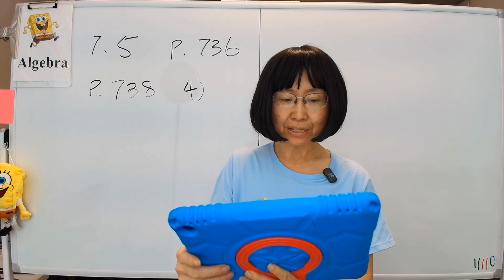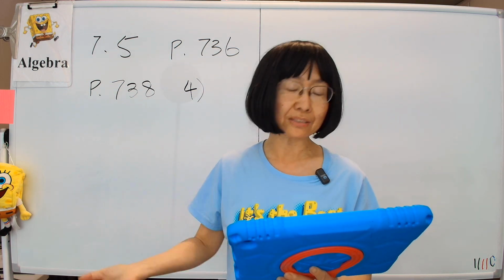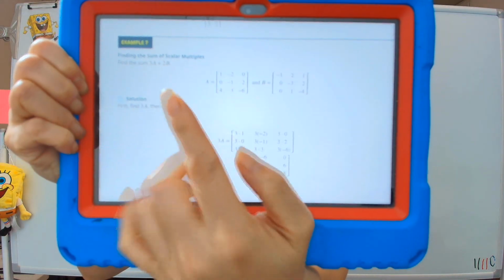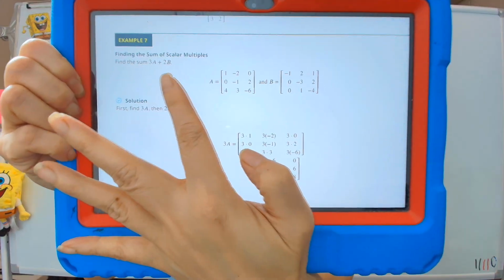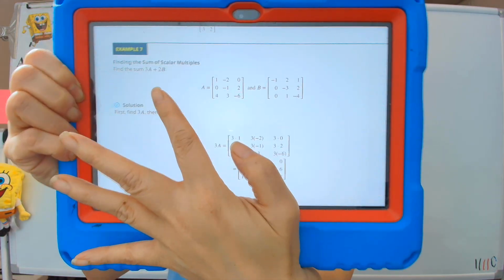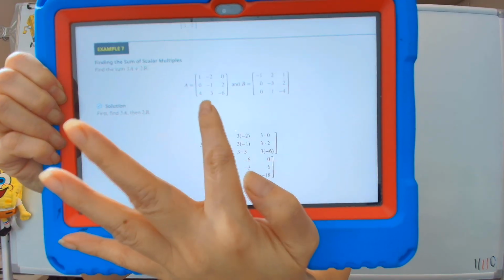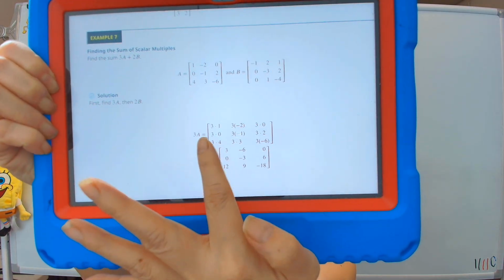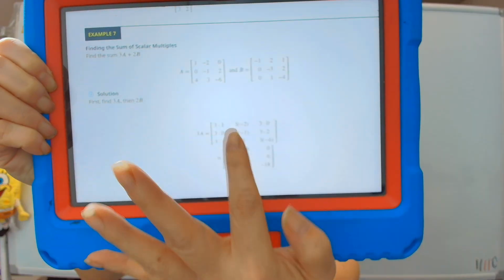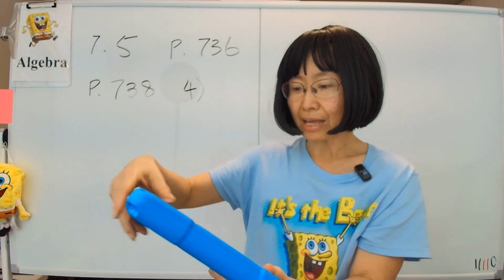Okay, next, example 7. This is a mixture of scalar multiplication and addition, or subtraction, it doesn't matter. When you do that, you do it like you would imagine. Let's say we have A and B, and we need 3A plus 2B. First, you take 3 and multiply it by every single entry in A. That gives you a new matrix after you do multiplication 9 times. And you do 2 times B the same way, and then you add them up, see?